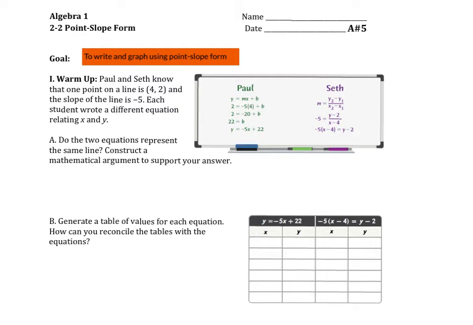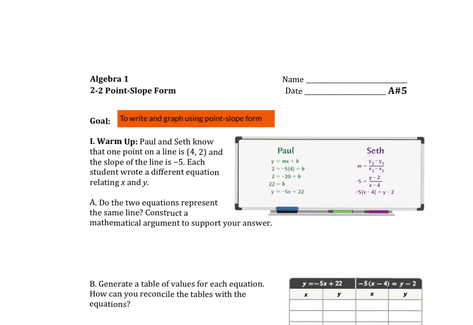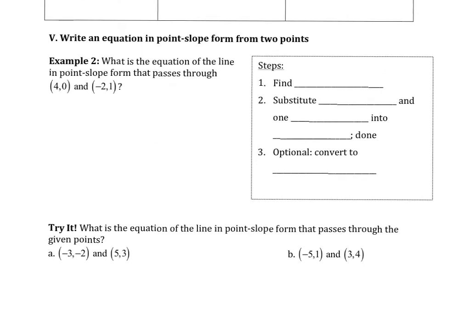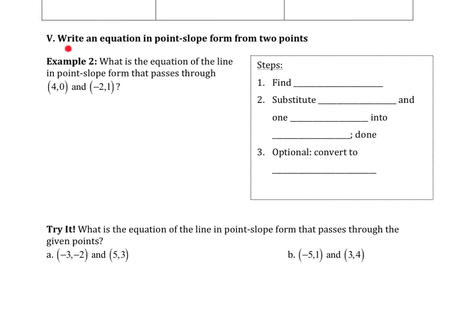And as a reminder, we are trying to write and graph using point slope form. To example number 5. Our goal for this one is to write an equation in point slope form from 2 points. Before we attack that, we've already seen a very similar situation, and let me show you that the steps are almost the same.